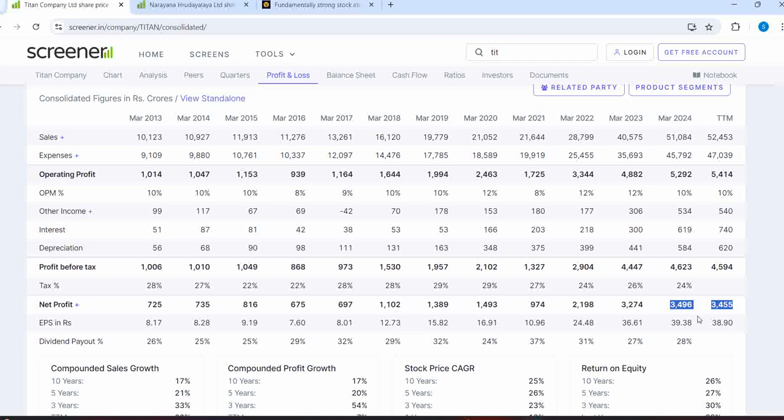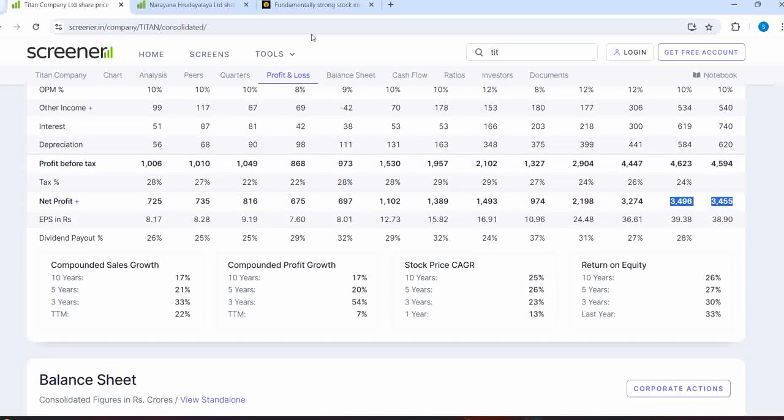March 2024 it was 3. So even now it is still on the same range. So profit is not gaining gradually. So that is the second step.